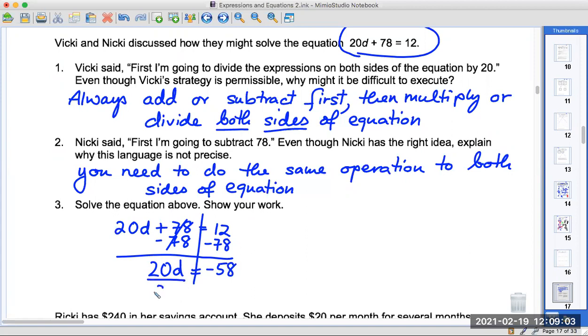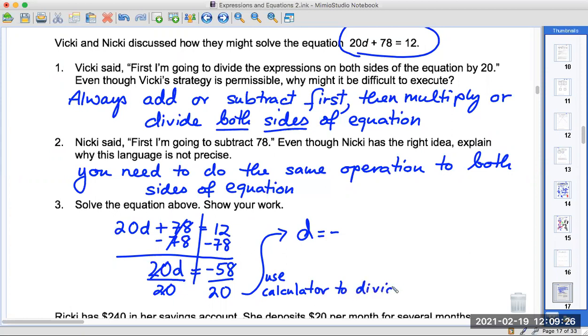And last, I divide. I want to see how many groups of 20 I get out of this. Use your calculator. And it's a division problem. 2.9.